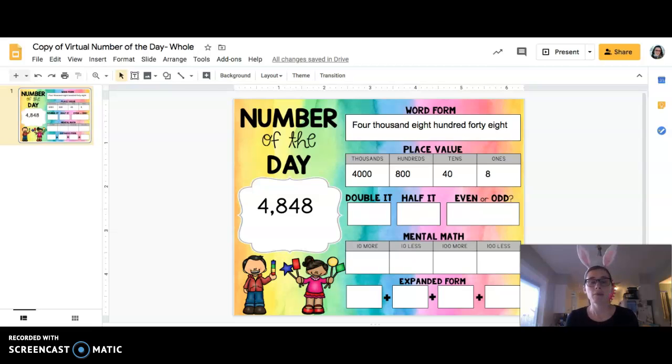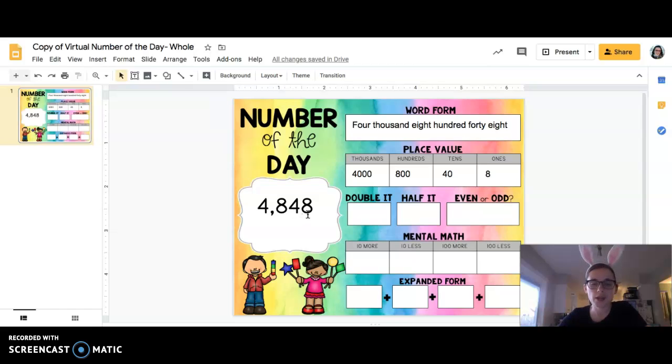So I'm going to go back to our number, which was 4,848, and I'm going to start with the even or odd because that's where I think is the easiest. I'm going to take a peek at that number in the ones place value because that's going to tell you if it's even or odd. And we know that numbers that are even are anything divisible by 2. So 2, 4, 6, 8, and multiples of 10 are divisible by 2. So if it ends in one of those, it's going to be even.